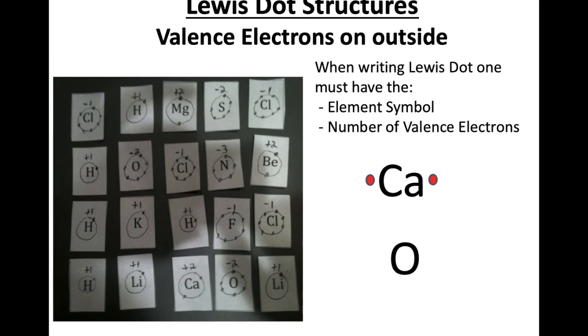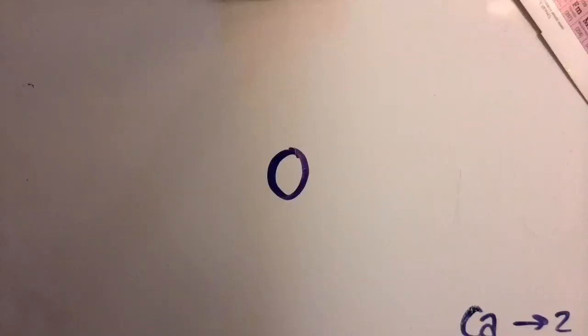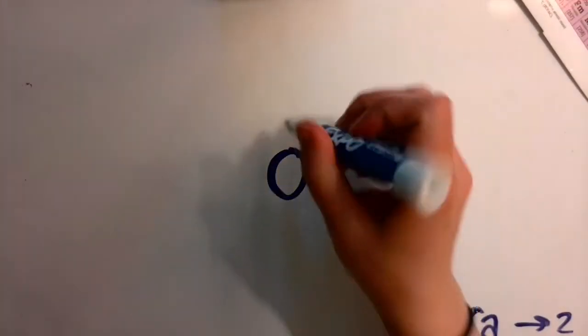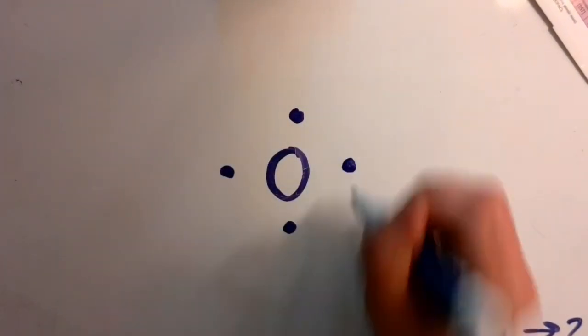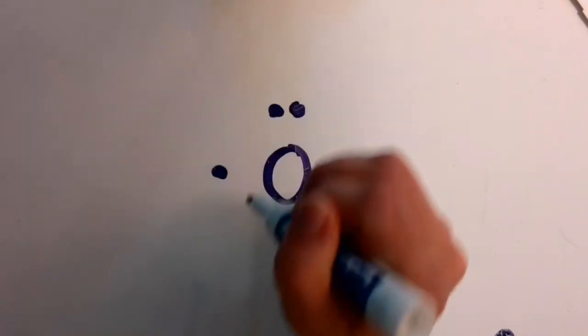Let's try oxygen. I have my element symbol O. If I look on my periodic table to count my number of valence electrons, since it's in group 16, I know that there are 6 valence electrons. To distribute the electrons evenly, I'm going to go 1, 2, 3, and 4. I have to fill in all 4 slots around the element symbol first before I start doubling up and pairing the dots, in which I will go 5 and 6.